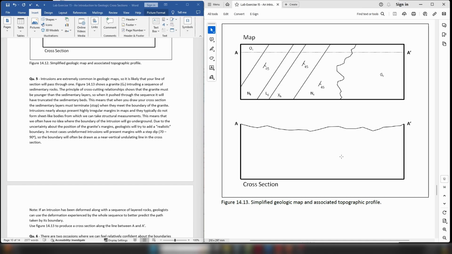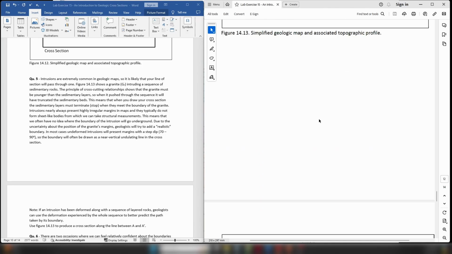Because the granite is younger, it's pushed through, it's destroyed the layering in the areas that it's moved through, and as such, any layering that you have must terminate against the side of the granite. So your layers of sedimentary rock will not continue through the granite because they've been destroyed. Okay, so that's question 5.